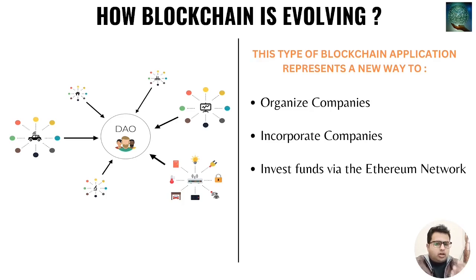Decentralized autonomous organizations represent a new way to organize companies, incorporate companies, and invest in funds via the Ethereum network. So it's a revolution in the way the company has been incorporated, managed, organized, and the way the company has been funded.